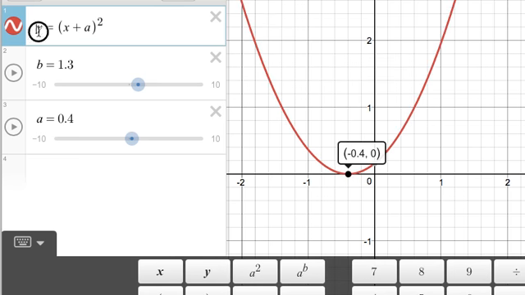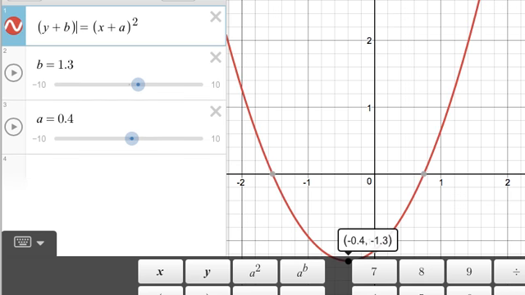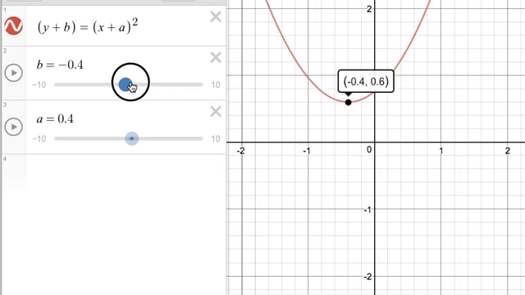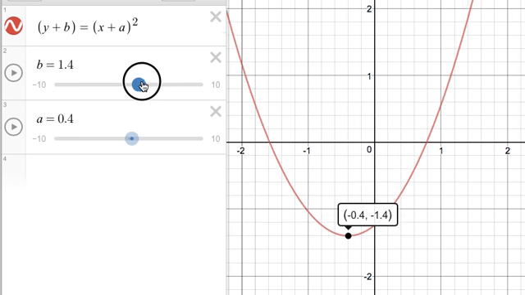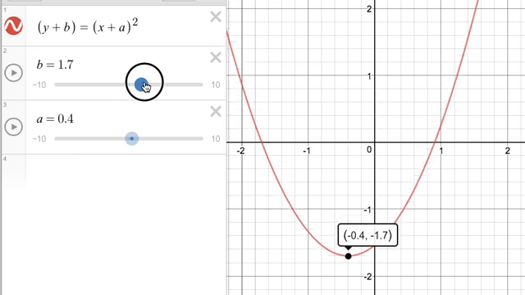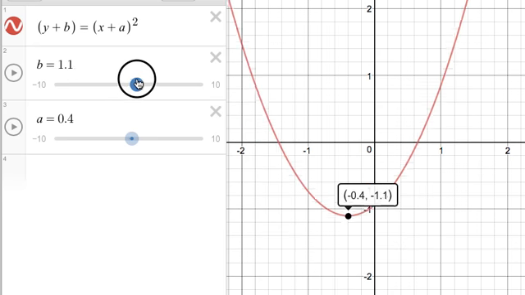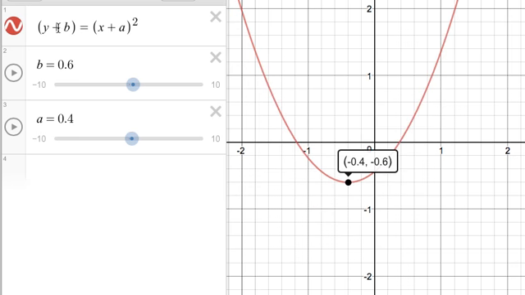Let's see if I can do it. If I move it to the other side of the bracket, what it becomes is, if I put y plus b over here, now as I move the b slider left, the graph goes up, and to move it down I have to move the slider to the right. So you can see that when it's with the variable, the slider makes the graph kind of do the opposite thing, making b bigger now moves the graph down.